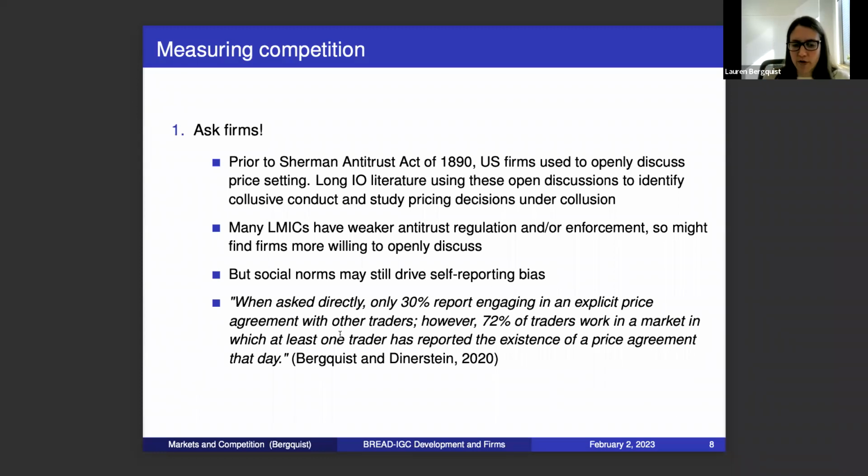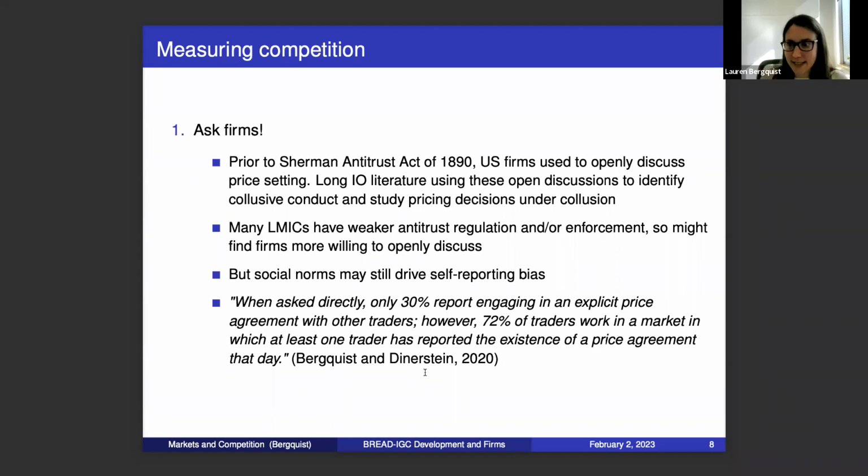This is actually a quote from the paper that I'll describe in just a moment that I worked on with Michael Dinnerstein. We directly asked traders, actually. This is working with agricultural traders in Kenya. I'll tell you much more about the context in a moment. We directly asked, do you have a price agreement with other traders in this market? And what we found is that only 30% report engaging in explicit price agreement, but 72% of traders work in a market where at least someone else told us there was a price agreement. And typically they say it's with everyone else in the market.